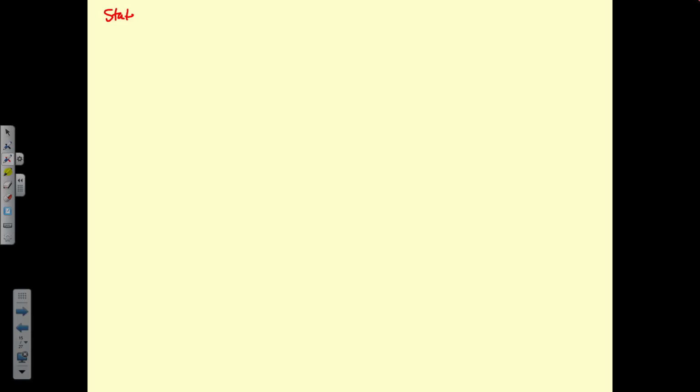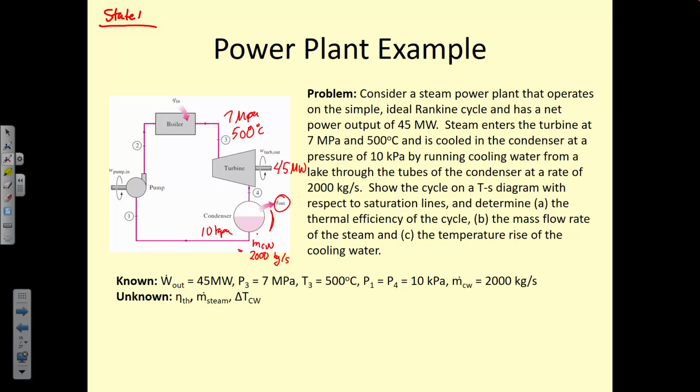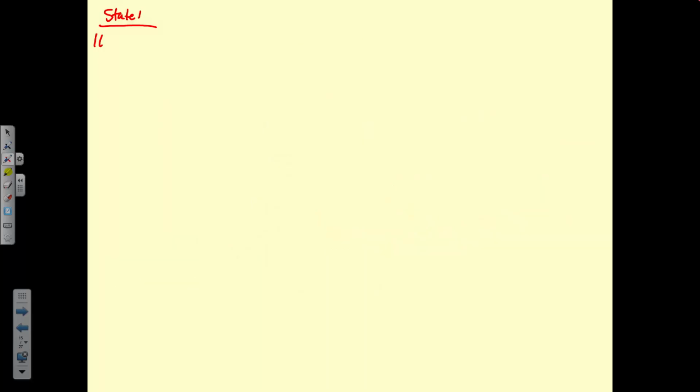So state 1, we know that it's at 10 kilopascals. Okay. So at 10 kilopascals, we know that h1 is 191.81 kilojoules per kilogram. v1 is 0.001010 meters cubed per kilogram. And s1 is 0.6492 kilojoules per kilogram Kelvin.